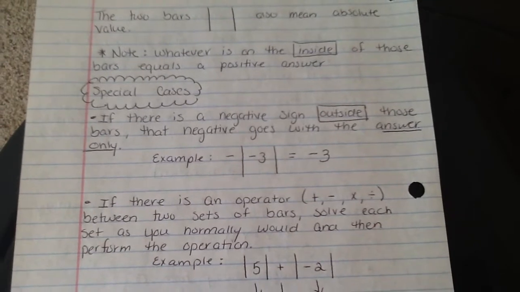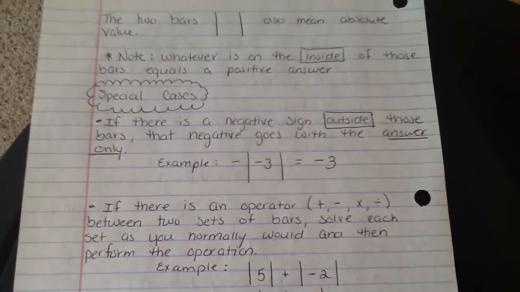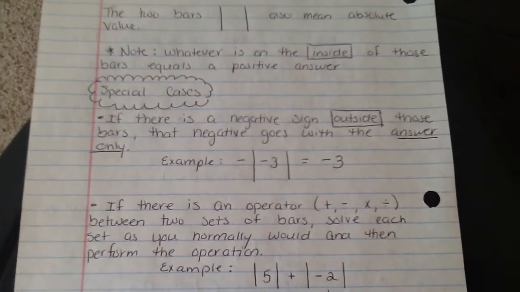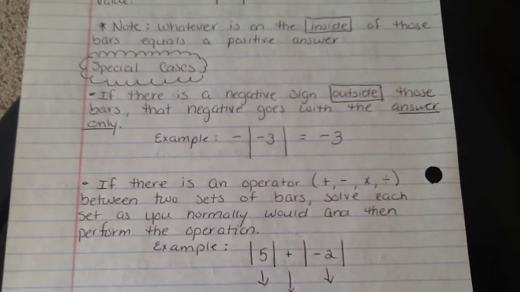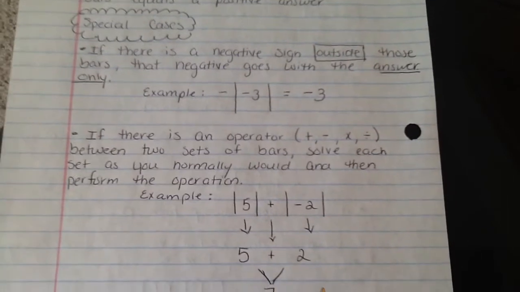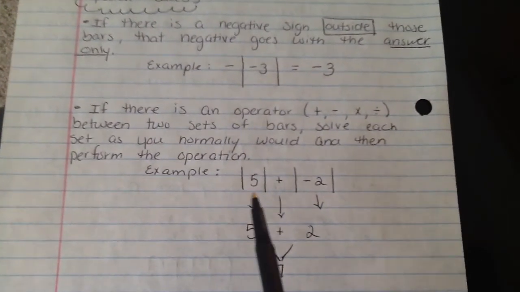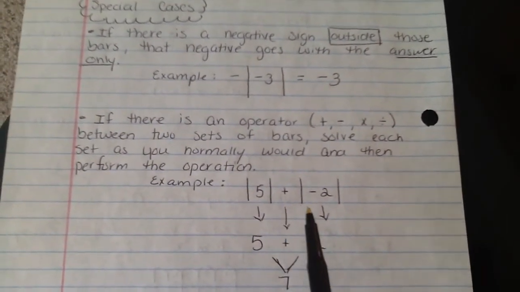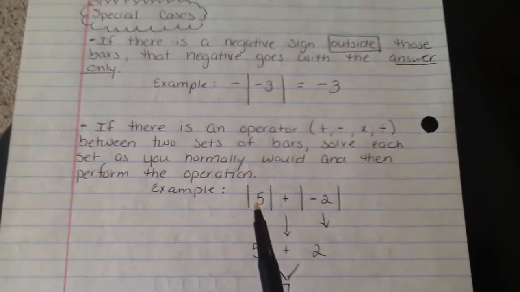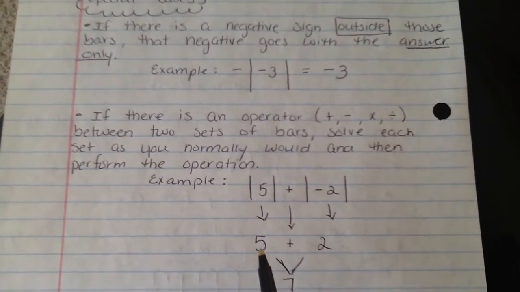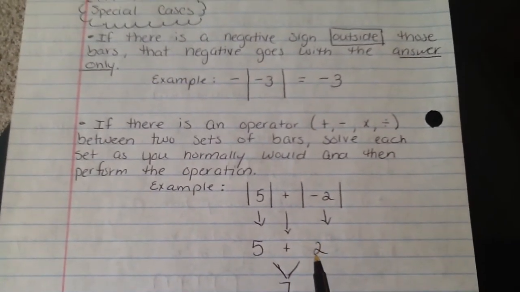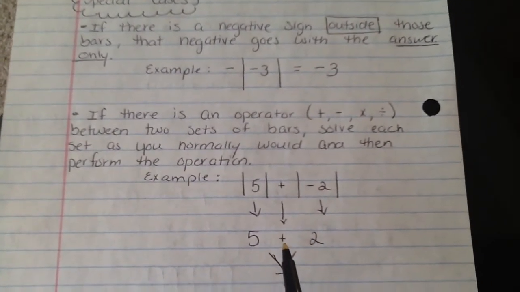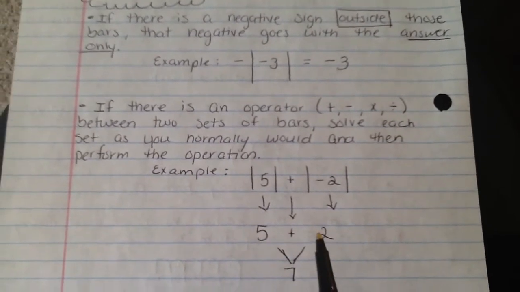If there is an operator, plus, minus, multiplication, or division, between two sets of bars, solve each set as you normally would, and then perform the operation. Here's another example. We have the absolute value of 5 plus the absolute value of negative 2. Well, we know that the absolute value of 5 is going to be 5, and the absolute value of negative 2 is going to be 2. The plus sign we will bring down and just add 5 plus 2 to give us 7.